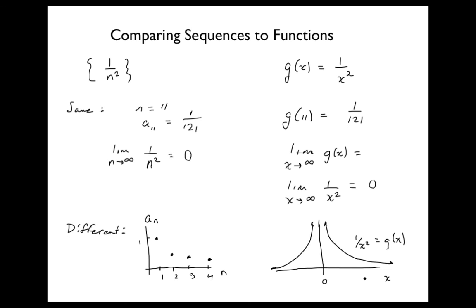But the important thing is that the limit is the same, and that's how we're going to use functions to help us with sequences. The limit as we go to infinity of the discrete points is the same as the limit of the continuous function. In this case both are 0, right? The y value is getting as close as you want to 0 in both cases, for increasing n or increasing x.